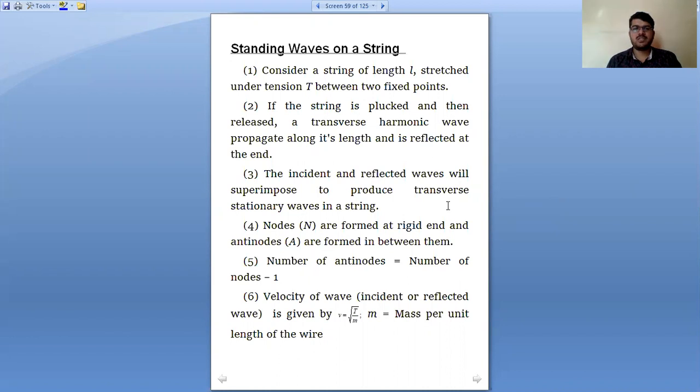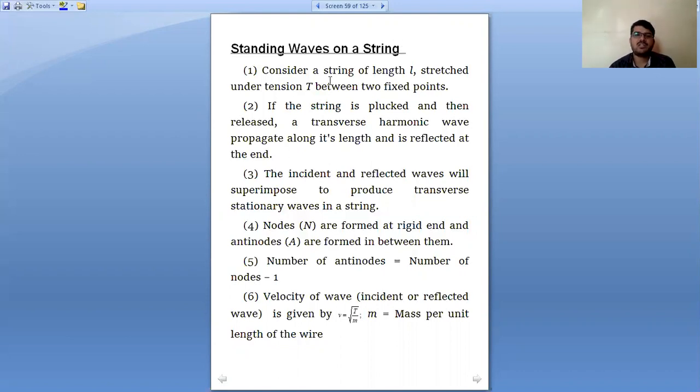So today we are going to learn standing waves on a string. What are we going to learn today? Standing waves on a string. Okay, so let's see what standing waves on a string are and how they form on this string.